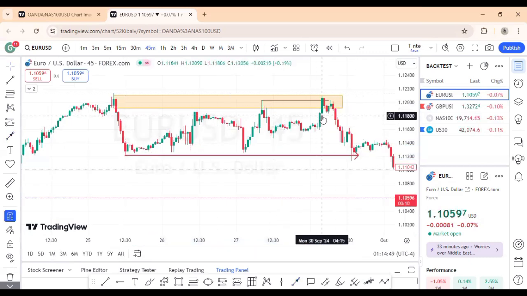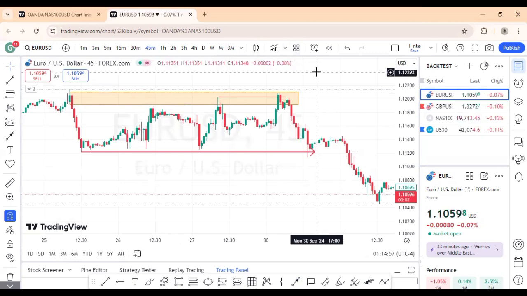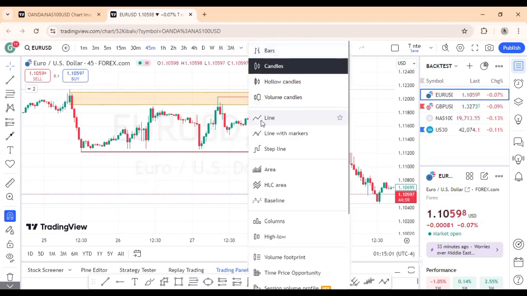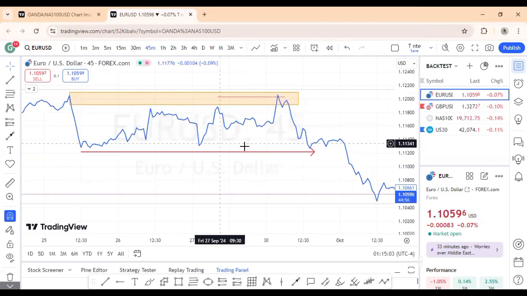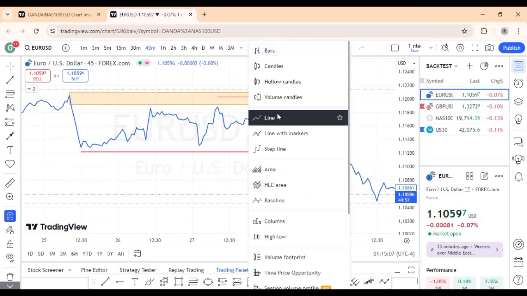So number one, you see how price took a liquidity. You can see how price has closed below it. So price closed below the low to confirm the making of a new low. You can also use your line chart to confirm it. You can see how price closed below it here. So you can use a line chart to confirm if price has closed below.